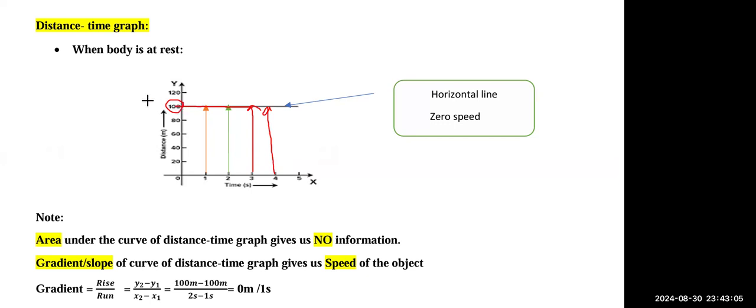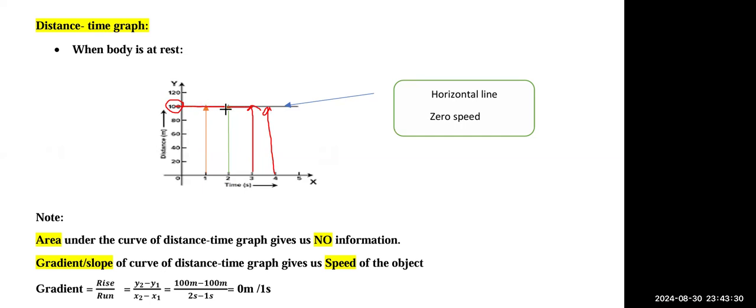It means you are looking at an object that is 100 meter away from you, and time is passing, but the distance of that object is still 100 meter. So it means the body is not changing its position, so we can say that it is at rest or at a stationary position.